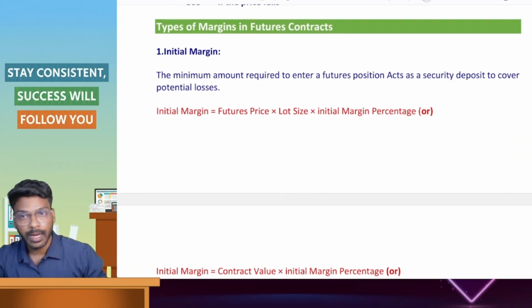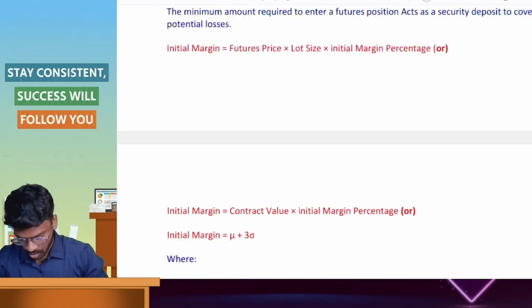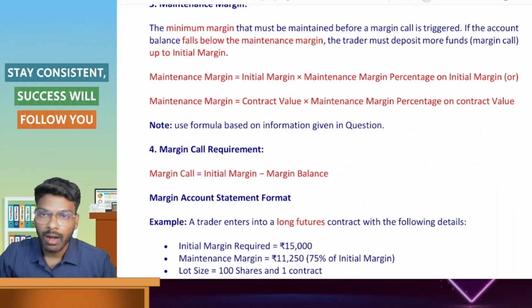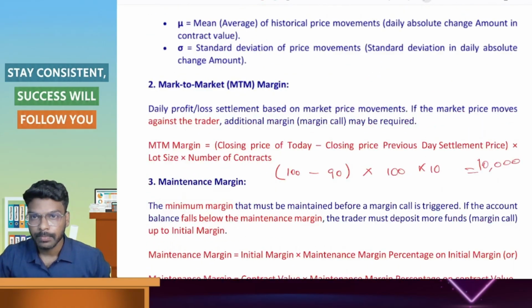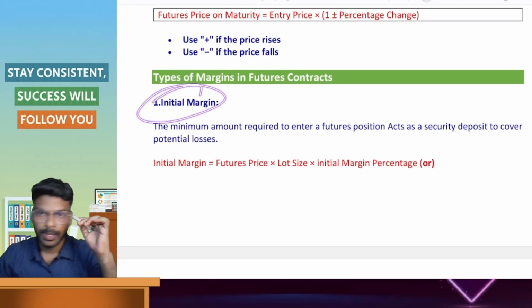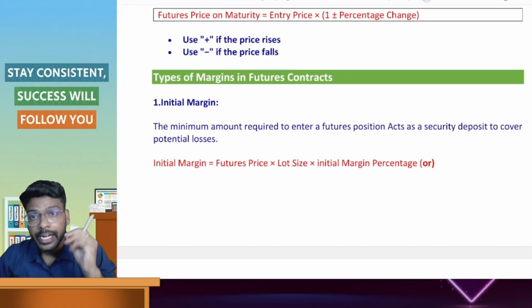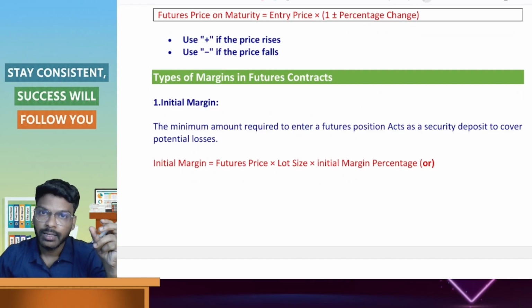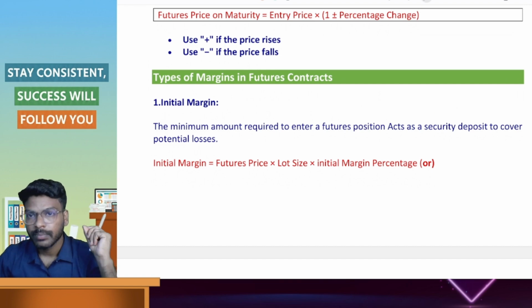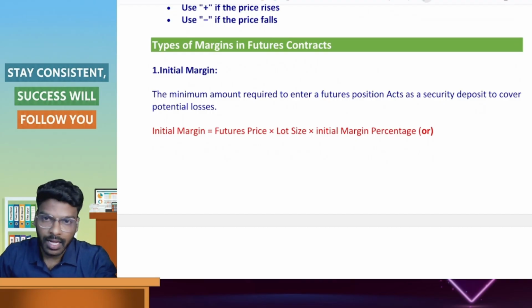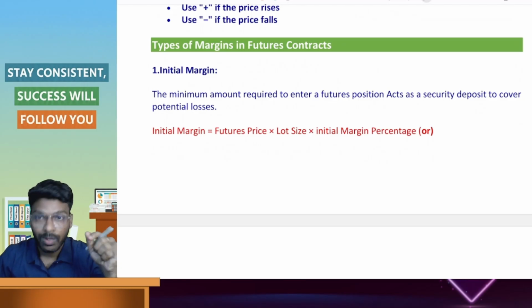There are types of margins. There are two types, and also we have a margin call requirement. First, initial margin. Initial margin is, while entering into the contract, both parties have to deposit an amount to the exchange for future settlement. In case of loss, the exchange will adjust that amount. So there is no counterparty risk.